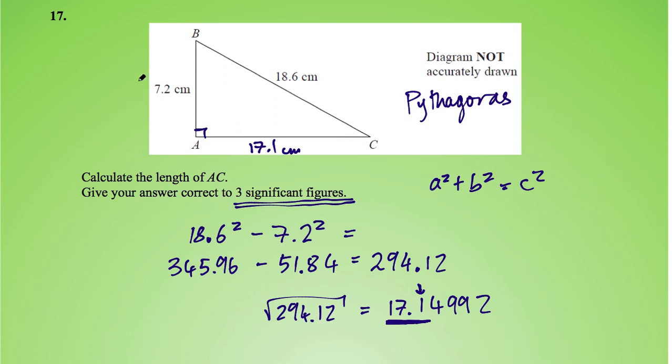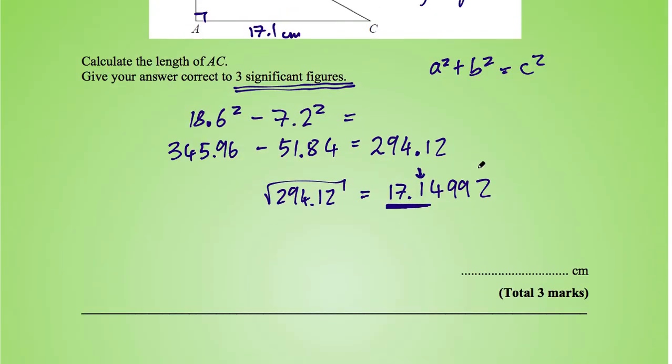And they're all within roughly 10 of each other, or 20 of each other. They're in the same kind of scale of numbers. If you'd written 294 down there, you would realize that you'd made some kind of mistake. So the answer is 17.1 centimeters, correct to 3 significant figures.